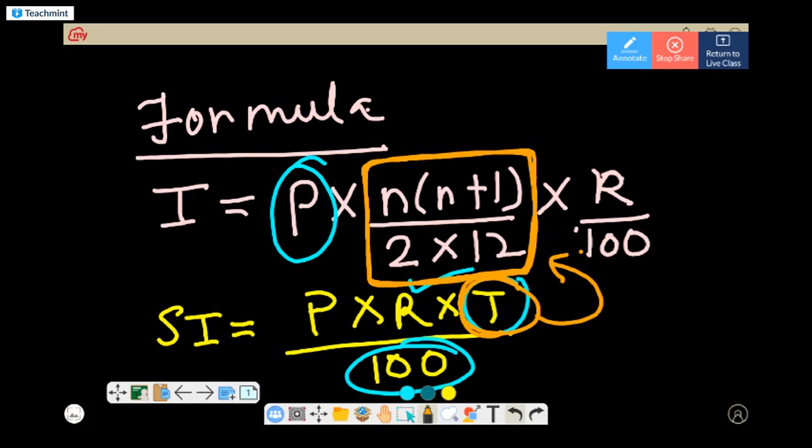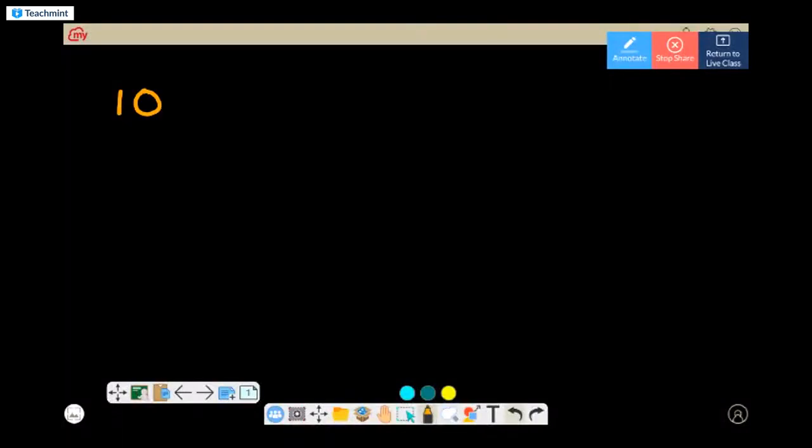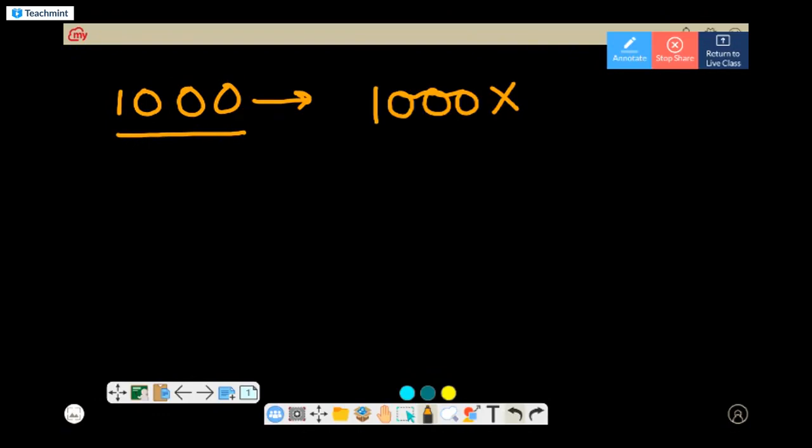Okay, now, how does simple interest work? Let's see that. Let's say we have decided to open an account where every month we are going to deposit 1000 rupees. This 1000 rupees, if you want, you can write in the format of simple interest. So for simple interest, money is 1000, and let's say you're doing this for 1 year.